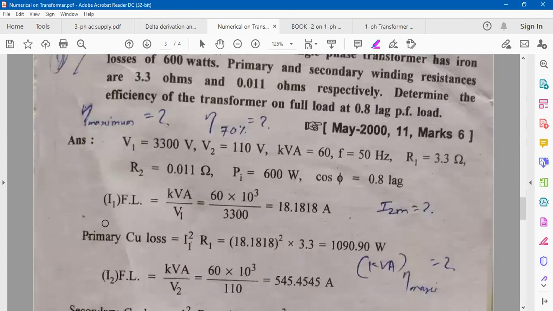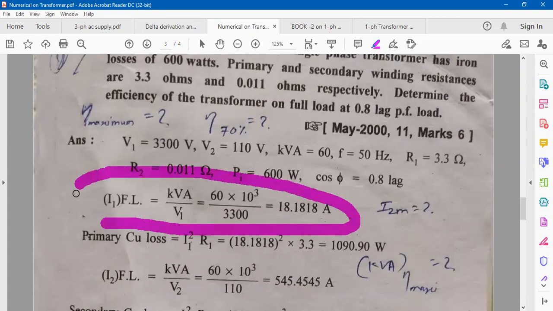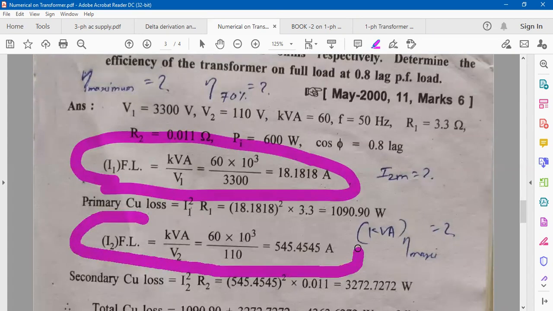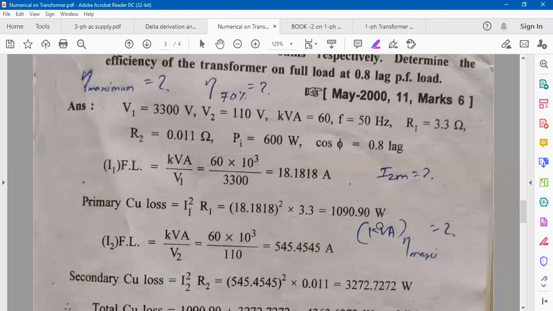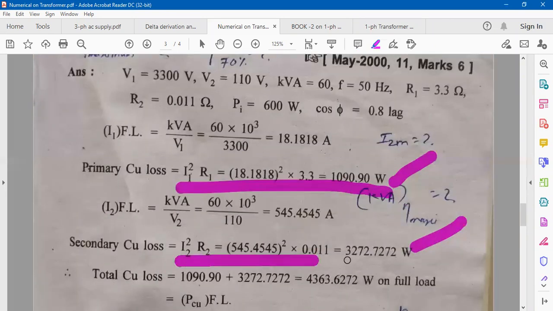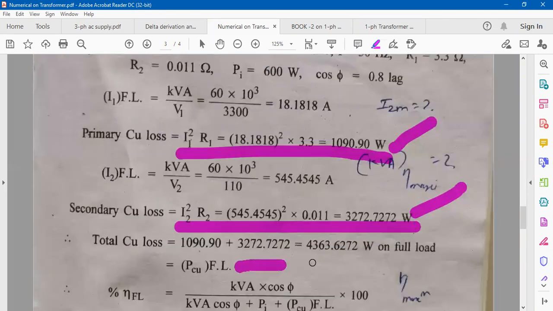Yes. Using this formula, kVA rating into 10 to the power 3 divided by V1, you will get I1 full load. Similarly, kVA rating into 10 to the power 3 divided by V2, you will get I2 full load. Then do I1 square R1 plus I2 square R2. See here, I1 square R1 this value, I2 square R2 this value. Add them and you will get total copper loss. Clear? How to calculate total copper loss?